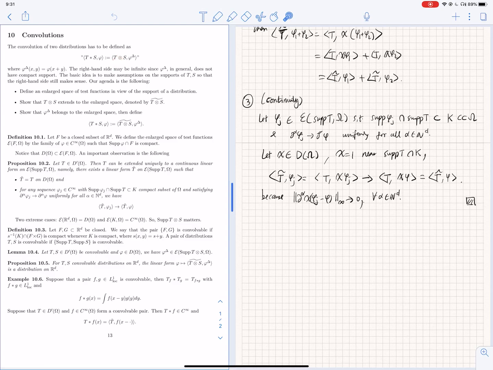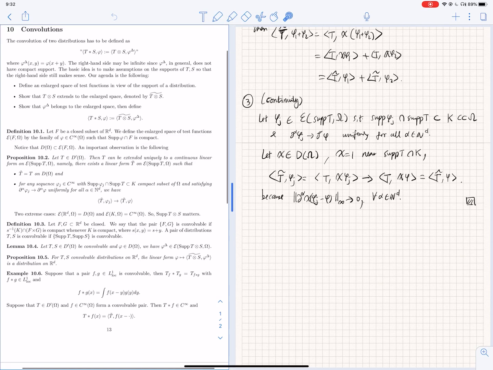So this is a basic idea, and we're going to see what we can do with the support of T intersection, the T tensor product S, and what kind of assumption we should put on this tensor product, or on T and S, such that this guy is well defined. Okay, so in order to do that, let me introduce a few more definitions.